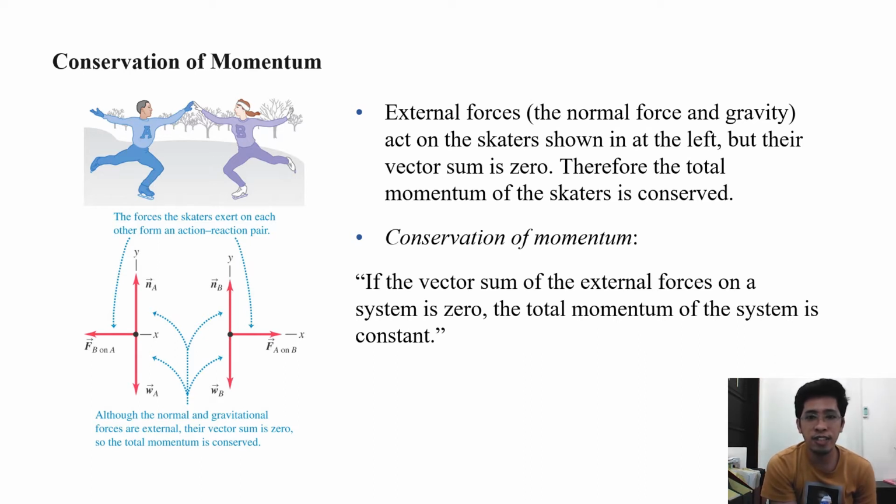So what is the conservation of momentum? The conservation of momentum states that if the vector sum of the external forces on a system is zero, the total momentum of the system is conserved. Even though we have external forces like the normal force and gravity in our situation, the vector sum of these forces is zero. So we can still say that the momentum of the system is conserved.